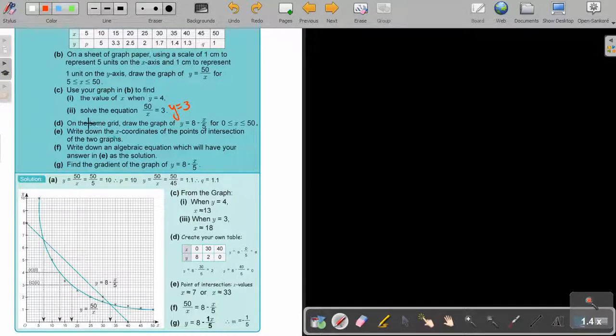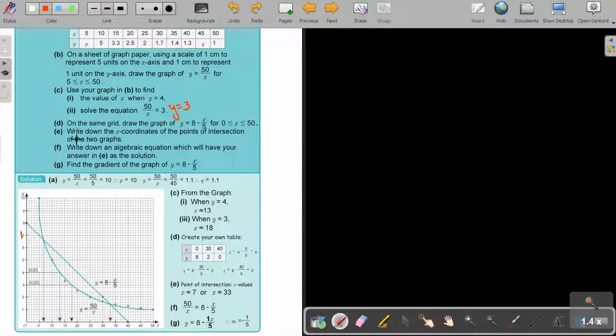Okay, and then on the same grid, draw the graph. Now in this case, it must be from 0 to 50, and you must create your own table. If they don't give you a table, just create your own. Start with the first, take a middle, do the last. Try to avoid fractions. Do substitution, complete the table, and then just plot your points. 3 is enough for accuracy. And then draw your line.